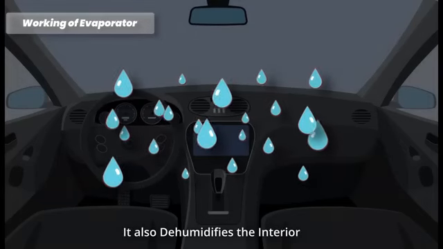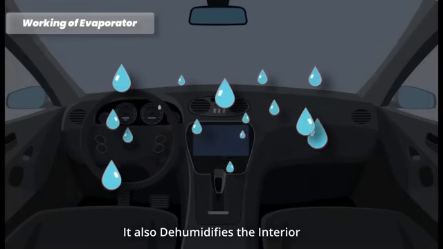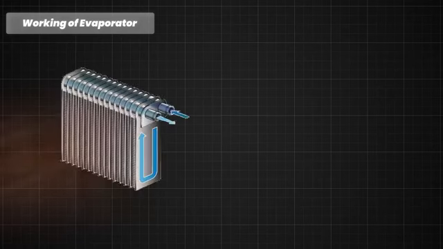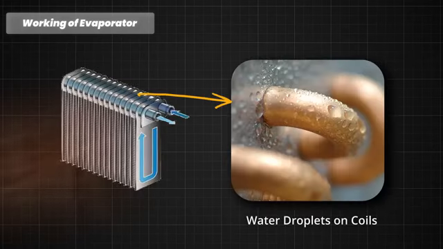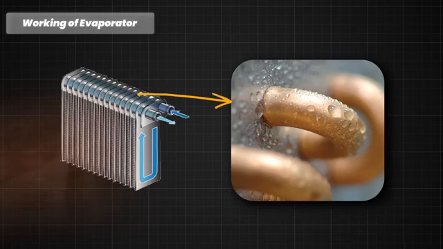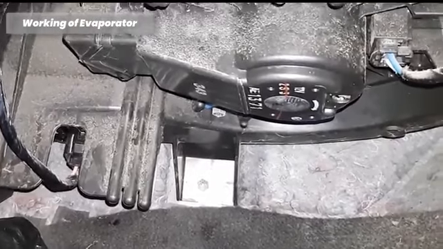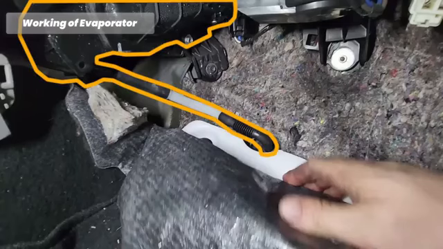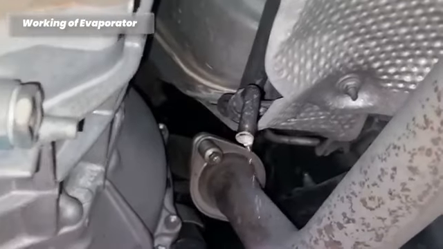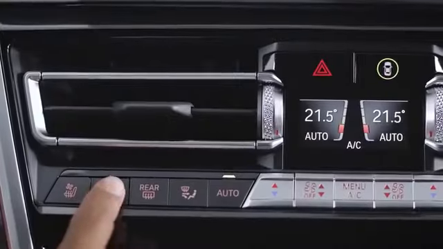In addition to cooling the air, the evaporator also plays a role in dehumidifying it. As warm air passes over the cold evaporator coils, moisture in the air condenses on the coils, forming water droplets. These water droplets are collected and drained out of the vehicle, reducing the humidity level inside the cabin and improving comfort. It ensures a comfortable, cool, and pleasant environment for the vehicle's occupants.